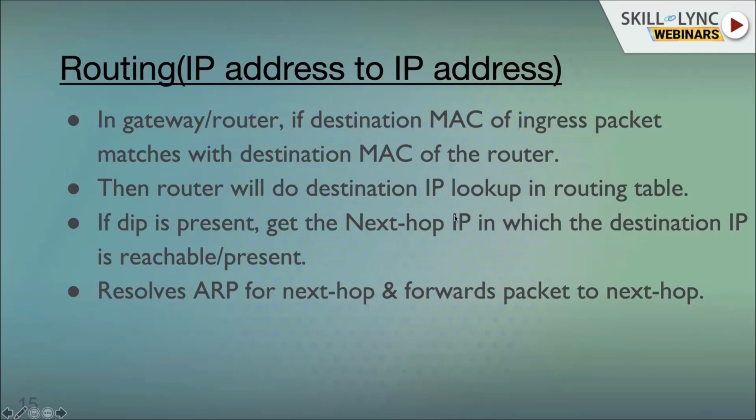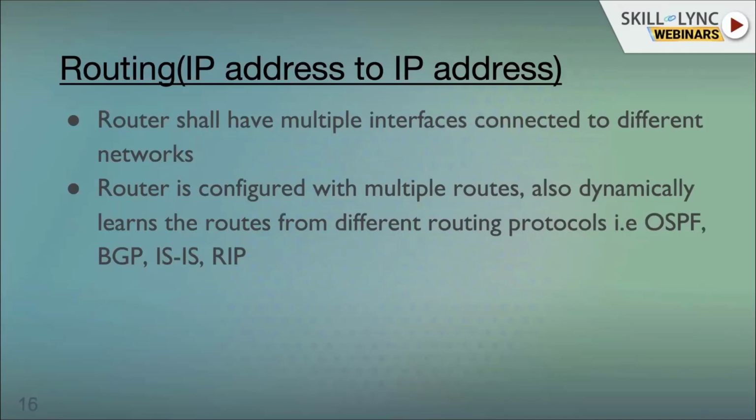So what we need to find out in this slide is, in the routing, which network we need to send to. That means which next hop we need to send to, based on the routing table with the destination IP. As I said previously, a router will have multiple interfaces connected to networks, and the router is configured with multiple routes. It also dynamically learns the routes from different routing protocols.